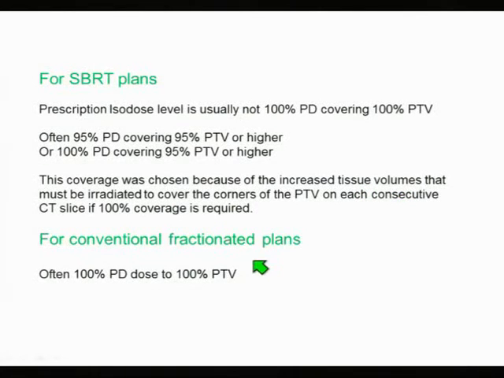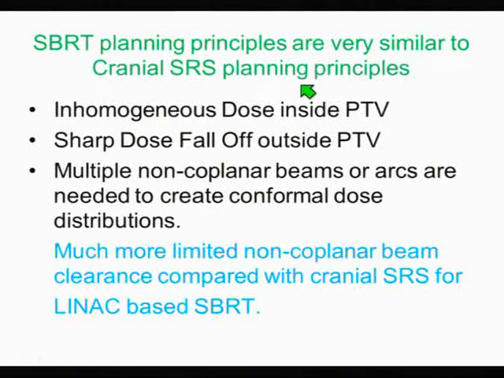For conventional fractionated plans, you tend to have much better coverage; often you can do 100% prescription dose to cover 100% of the PTV. SBRT planning principles are very similar to cranial SRS planning principles. Basically, you have to have inhomogeneous dose inside the PTV to achieve a sharp dose fall-off outside the PTV. And most of the time, or very often, you use multiple non-coplanar beams or arcs to create conformal dose distributions. In some ways, an SBRT plan is more complex than an SRS plan for linac-based systems because you have much more limited clearance for non-coplanar beams.